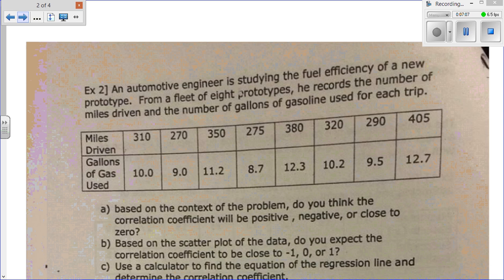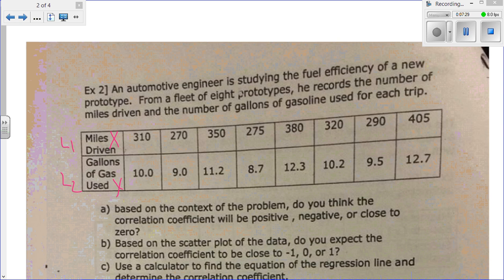Alrighty, so it says an automotive engineer is studying the fuel efficiency of a new prototype. From a fleet of 8 prototypes, he records the number of miles driven and the number of gallons of gasoline used for each trip. So the top is my X, and the bottom is my Y, and so that makes this L1 and this L2.